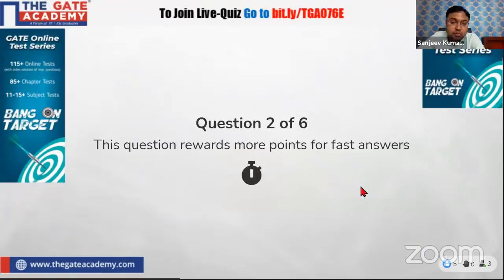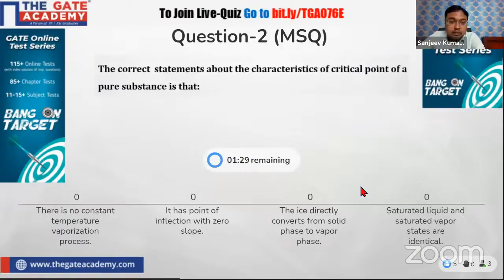Question 2 of 6. The correct statements about the characteristic of a critical point of a pure substance is that. It's a multiple selection question, you can see MSQ. So which are the correct statements? It may be 1, it may be 2, it may be 3, it may be all 4. Read the options very carefully and understand the definition of critical point, and accordingly choose the options.